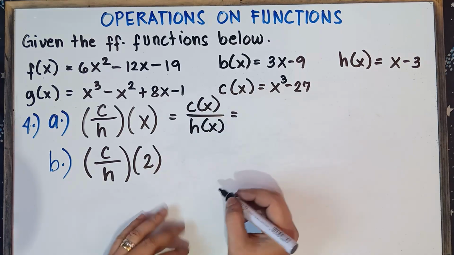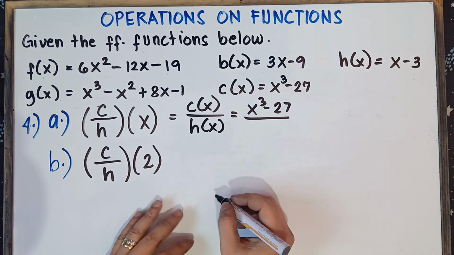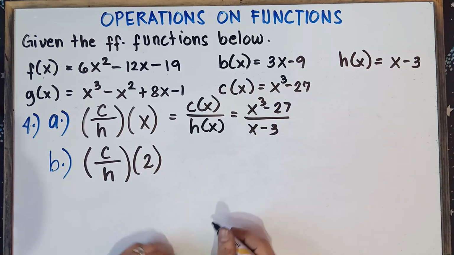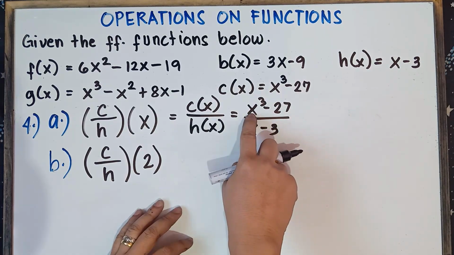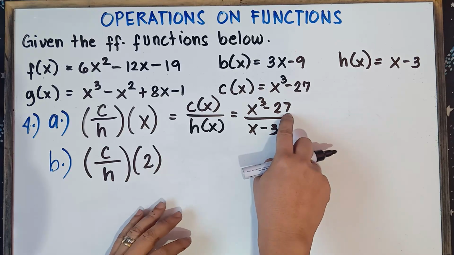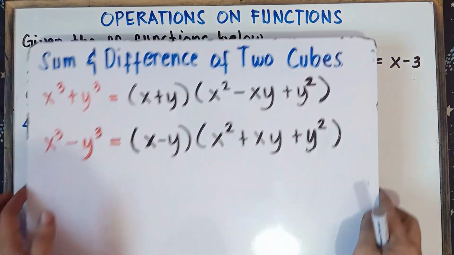So our given c of x, that would be x cubed minus 27 over h of x, that would be x minus 3. So we need to simplify this one, class, because our first term is a perfect cube, our second term is a perfect cube. So therefore, class, we can simplify this one by the sum and difference of two cubes.